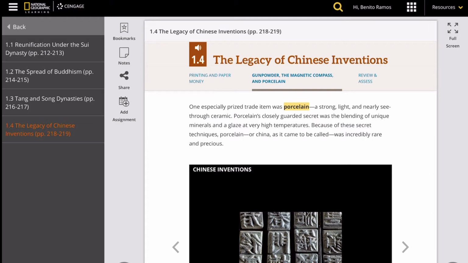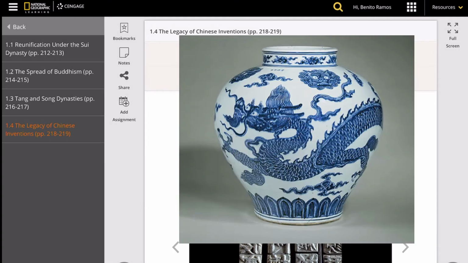And finally, we have porcelain. This one is very important to the Chinese during this time. It is a prized trade item that is strong, light, and nearly thorough ceramic. Porcelain's closely guarded secret was the blending of unique minerals and a glaze at a very high temperature. Because of the secret techniques, porcelain, or china as it came to be called, was incredibly rare and expensive.